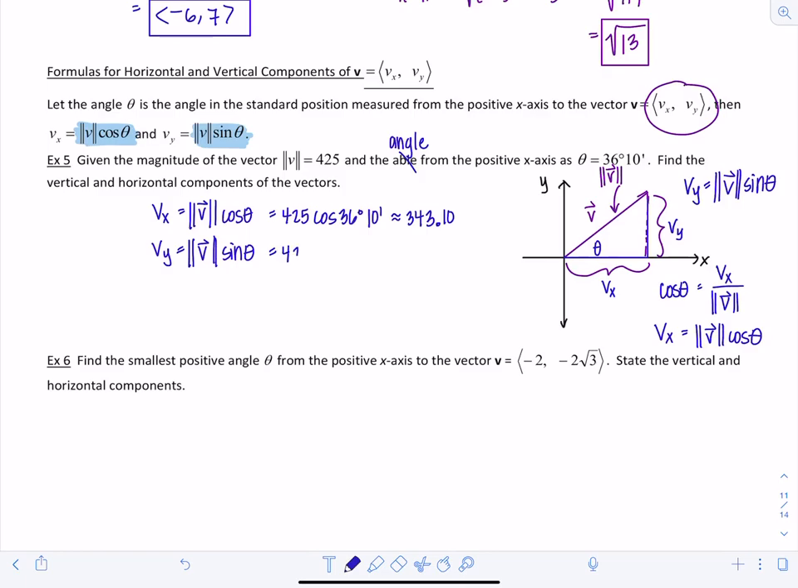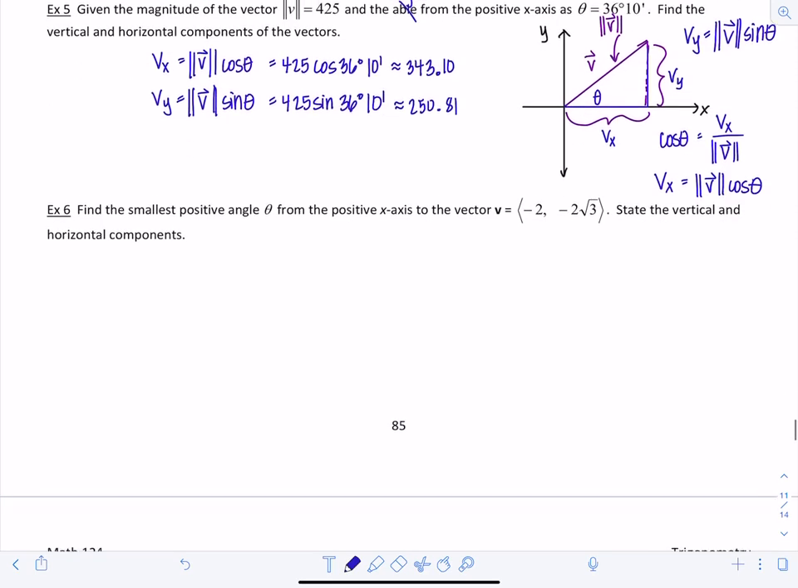So you would have 425 sine of the same angle. And if you're slick in your calculator, just push the arrow upwards and switch the cosine to sine so you don't have to retype everything in. And this is about 250.81. Okay.